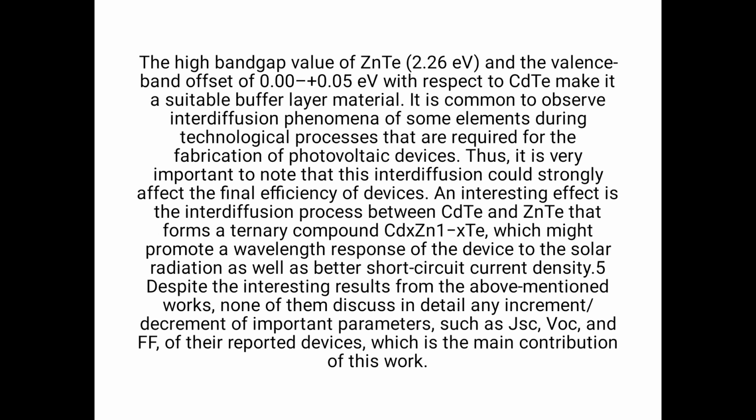Despite the interesting results from the above mentioned works, none of them discuss in detail any decrement of important parameters such as Rs, Jsc, Voc and FF of their reported devices, which is the main contribution of this work.